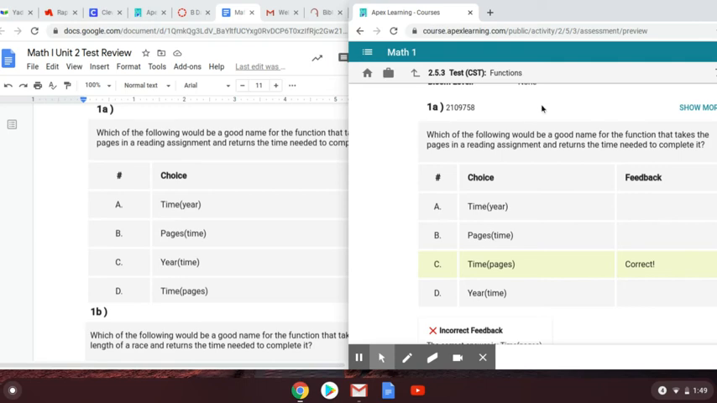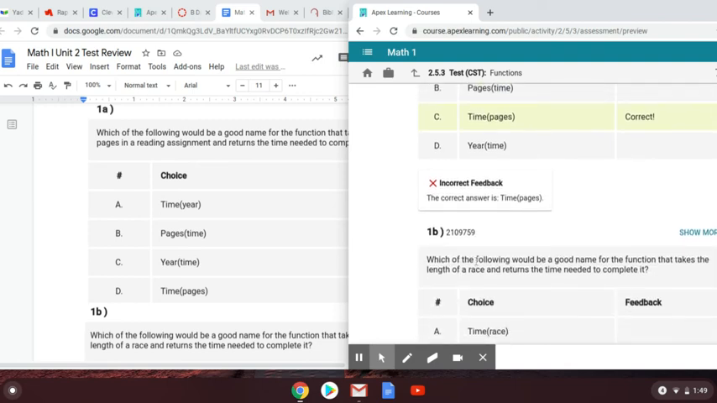And when you answer a question like this, whatever the dependent thing is going to go on the outside. And the independent, the thing that's really in control, is on the inside of the parentheses. So when it says, what's a good name for a function that takes the pages in a reading assignment and returns the time needed to read it, the answer is C, because the number of pages controls the amount of time it's going to take to read the book or the assignment. The year doesn't control the pages, the time doesn't control the year. The number of pages controls the time it takes to do this.